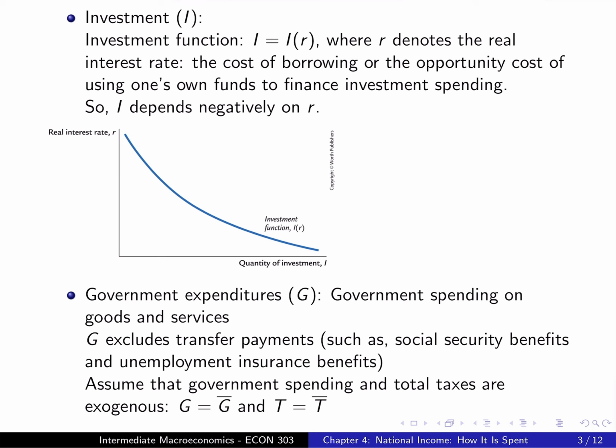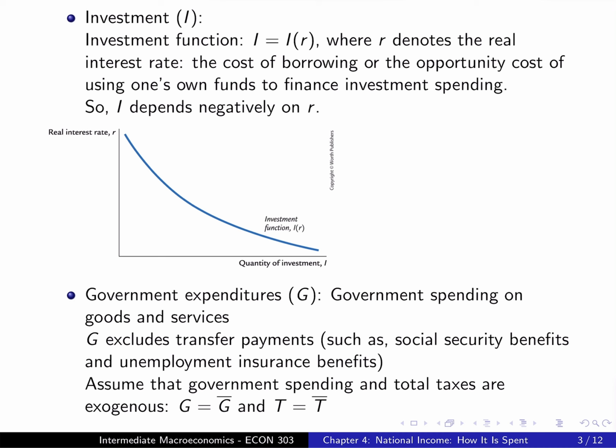Let's now delve further into investment I. Investment depends on the real interest rate R. Think of R as the cost of borrowing money, or the opportunity cost of using your own funds for investment purposes. I is a function of R. This means that as the real interest rate increases, the cost of investment goes up, and firms invest less. So investment is negatively related to the real interest rate.